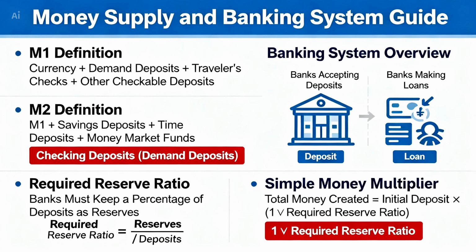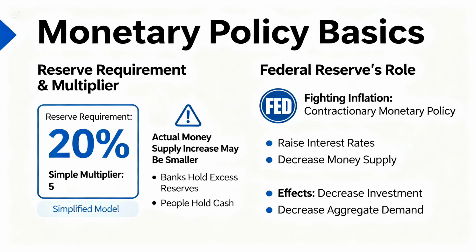The required reserve ratio determines how much banks keep in reserve. And this simple multiplier equation is 1 divided by required reserve ratio. So if the reserve requirement was 20%, the simple multiplier is 5. But remember, this is just a simplified model. The actual increase in money supply can be smaller if banks hold excessive reserves or people hold cash.